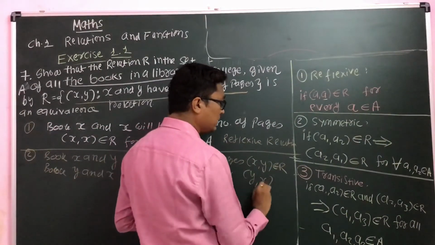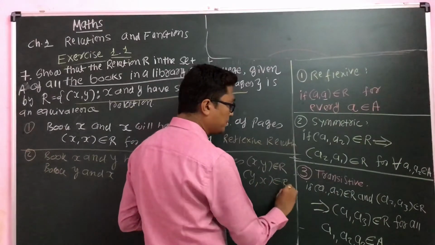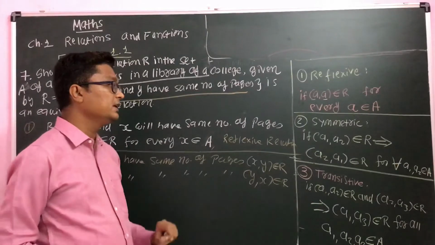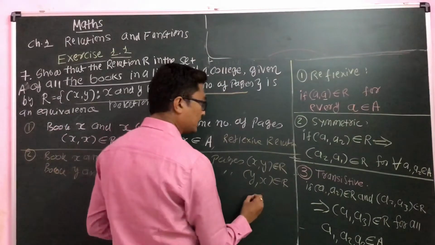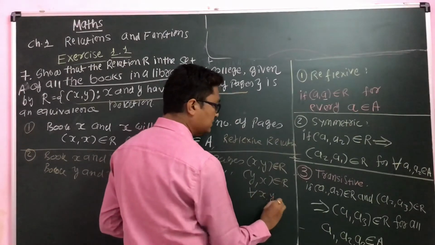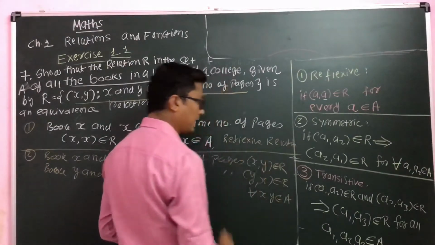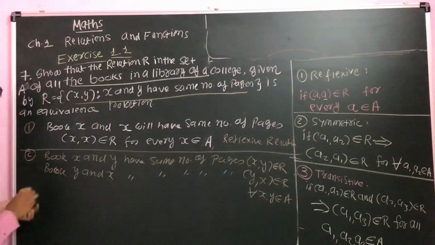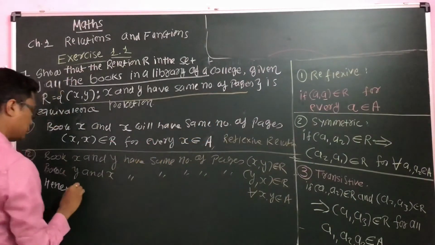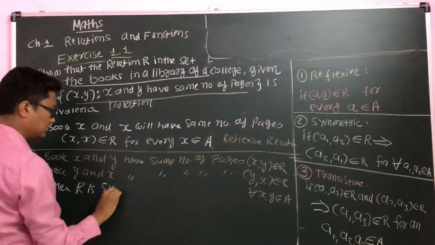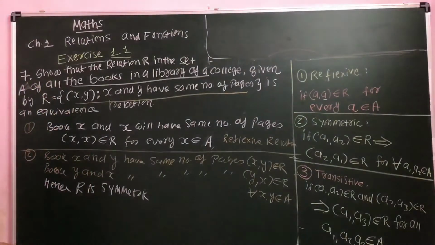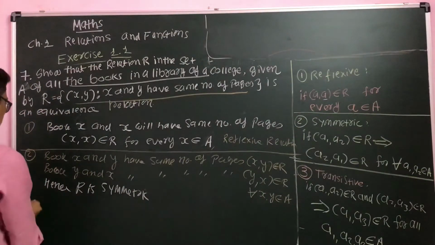That means the ordered pair (Y, X) also belongs to R. ओके, और ये किसी भी बुक के कॉम्बिनेशन के लिए पॉसिबल है, राइट? So what I can write is, for all X, Y belongs to A, hence R is symmetric. ठीक है?